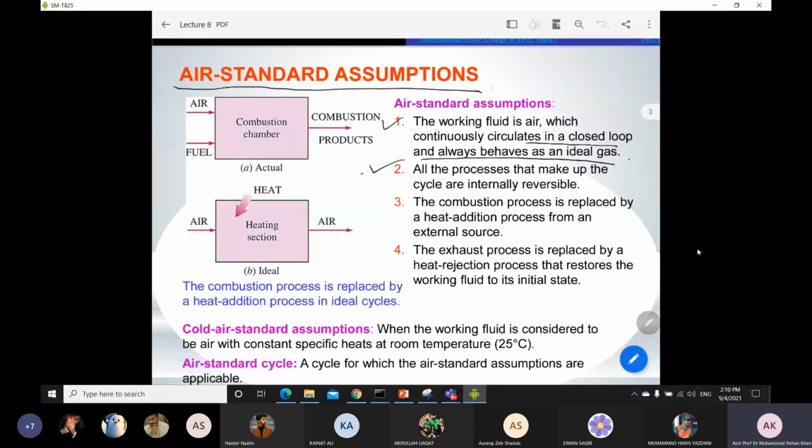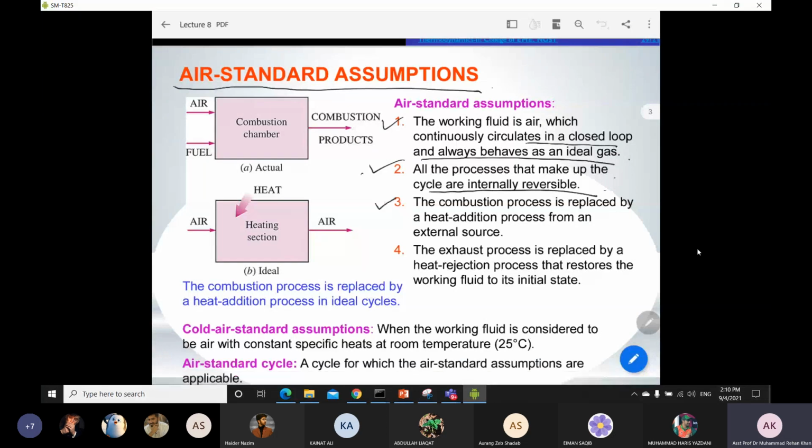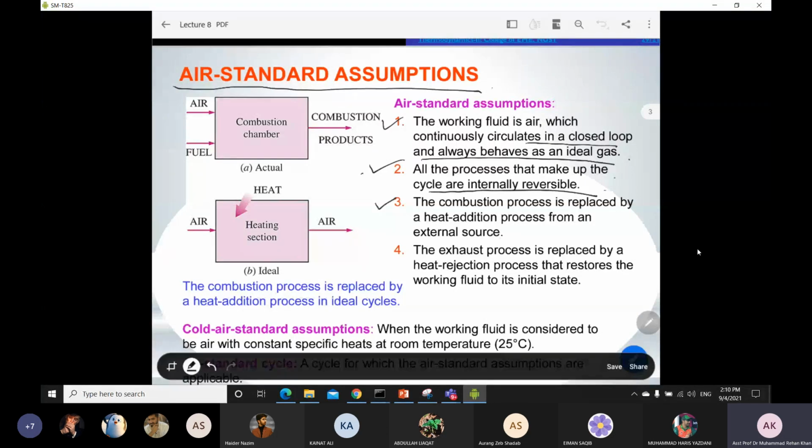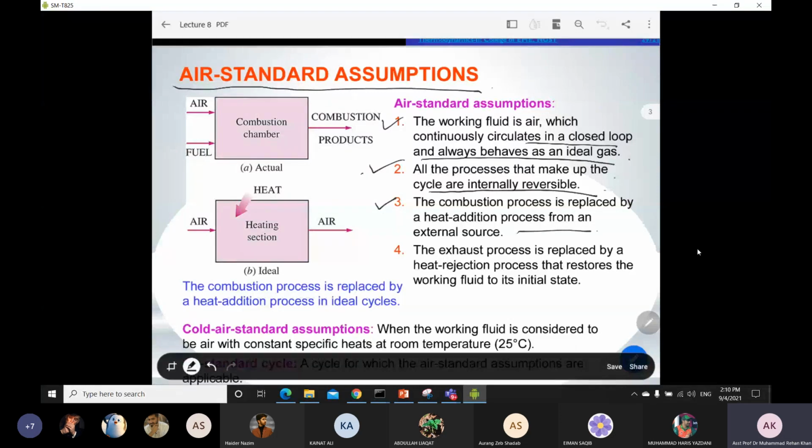The second assumption is that all the processes that make up the cycle are internally reversible. So it means there will be no losses in your processes. Okay, so these are the reversible ones. Third, the combustion process is replaced by the heat addition process from an external source. This is similar to what we already saw in the Rankine cycle.